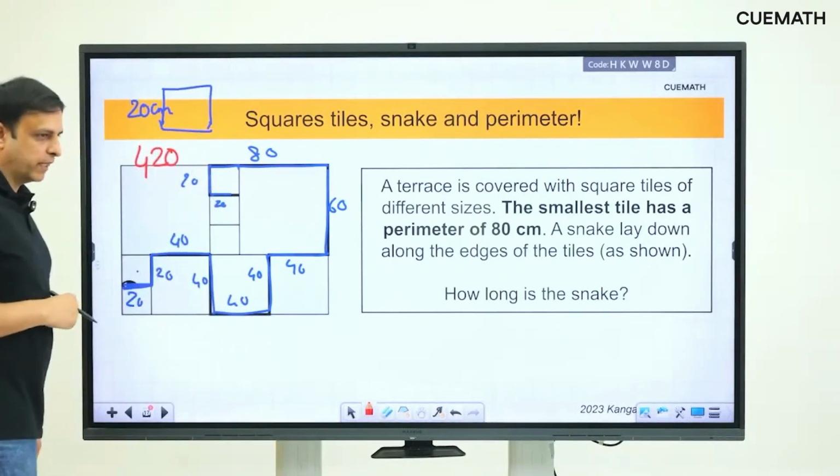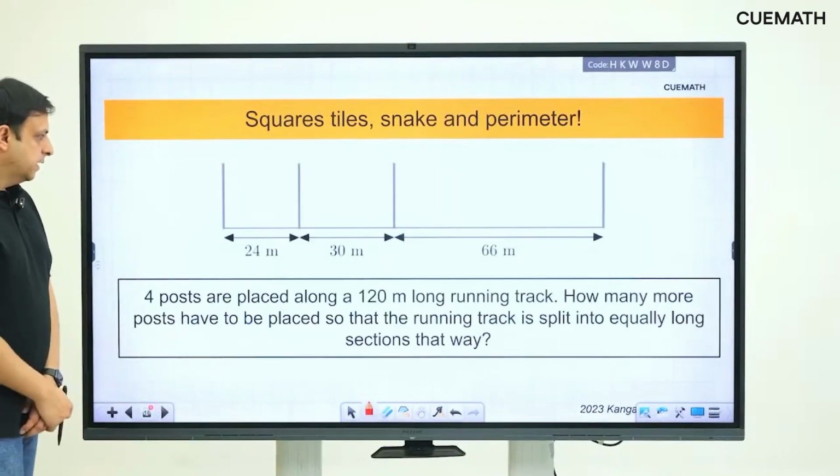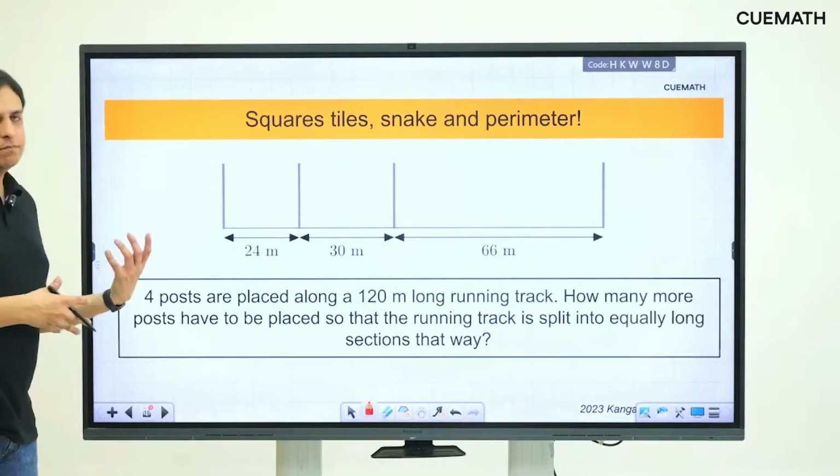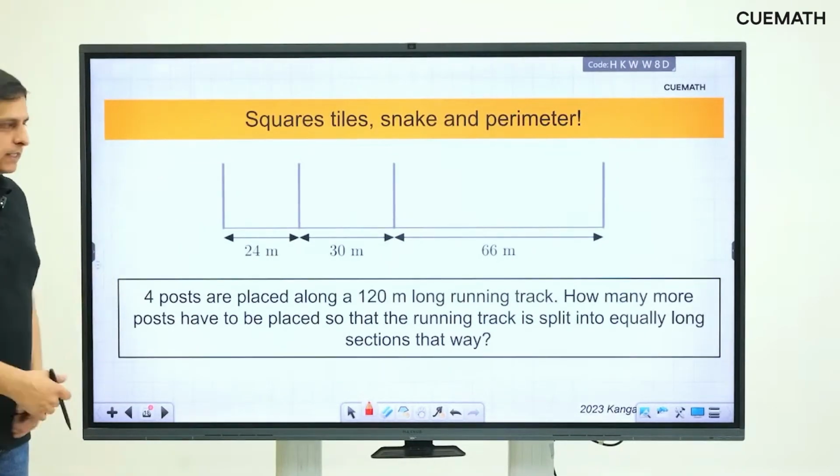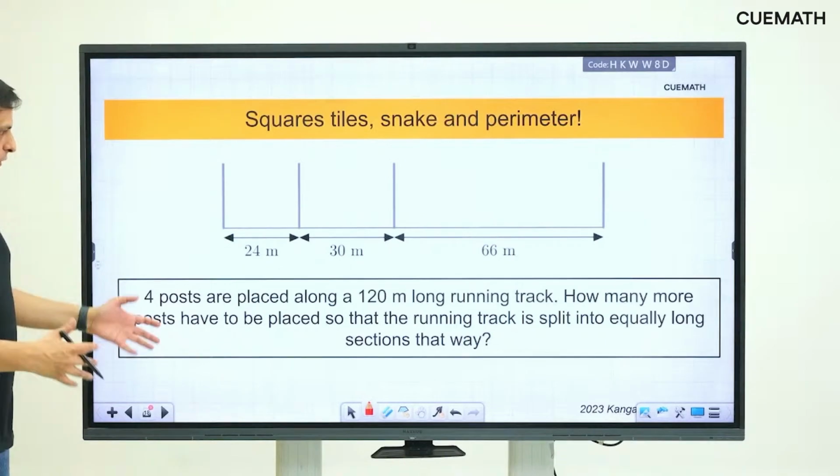All right, I see a lot of correct answers now. Yes. Here is the last question from Math Kangaroo, and then we'll go to the next contest for this class.